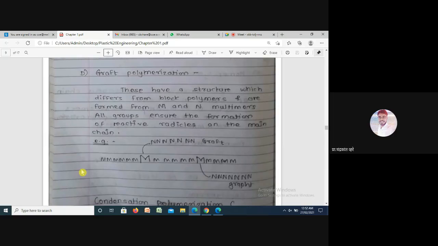Okay, so go for the next one. Next, give the next heading: condensation polymerization. So the last part is over. Now give the next heading: condensation polymerization.